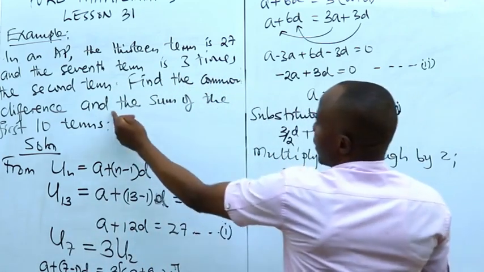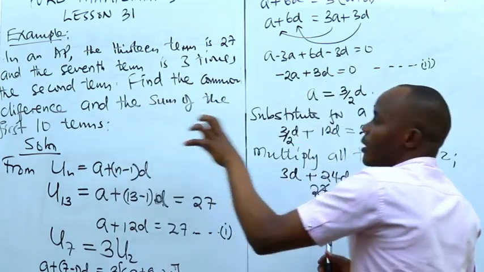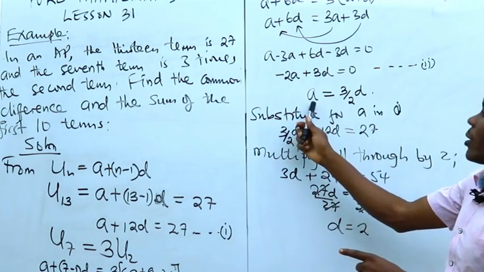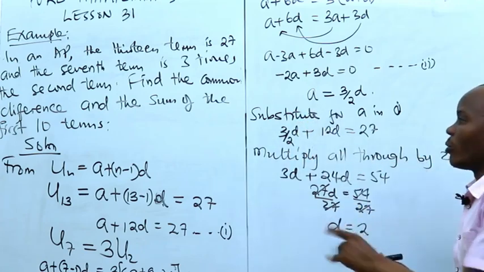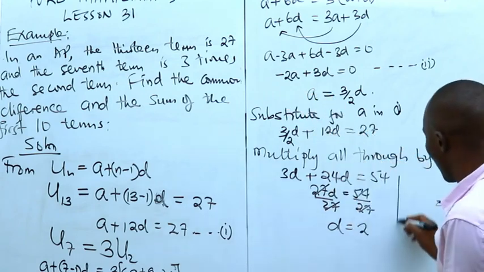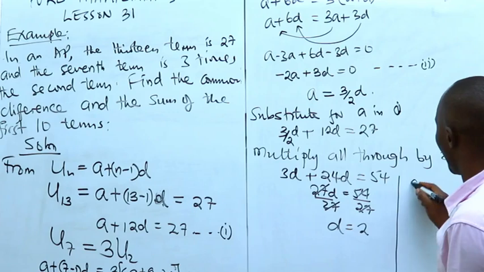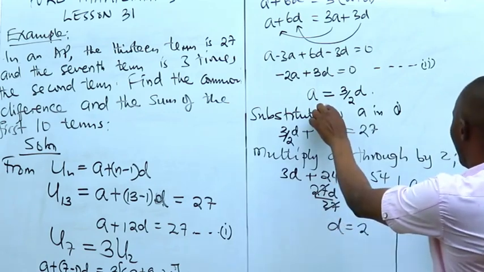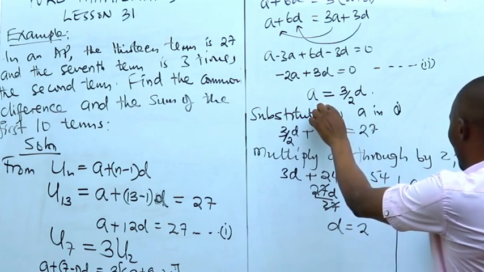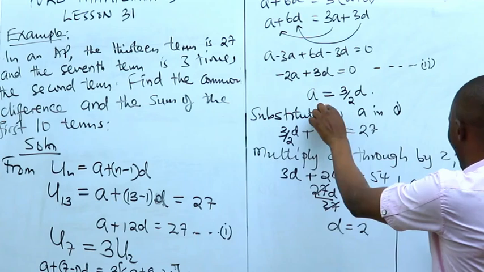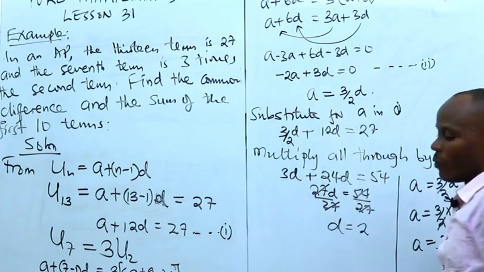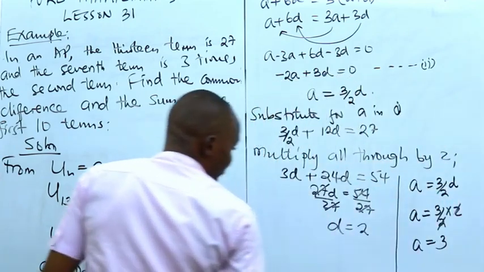But since they wanted the sum of the first 10 terms, much as the first term is not asked, we cannot just leave it hanging because we are going to use it in the formula for the sum. So somewhere you can look for a. From here, a is 3 over 2 d, but we have got the value of d as 2. So we have 3 over 2 times 2, so this one is 3. That's the value of a.